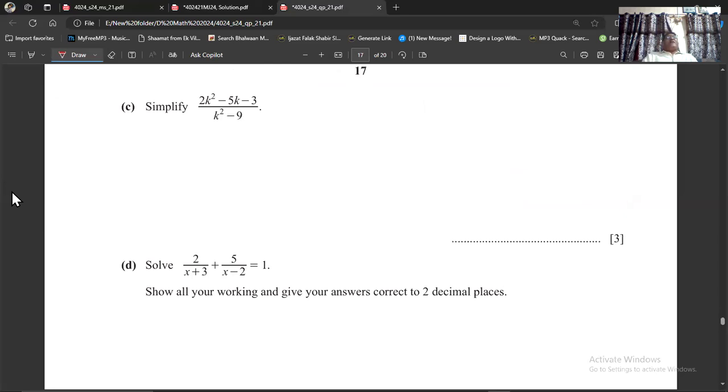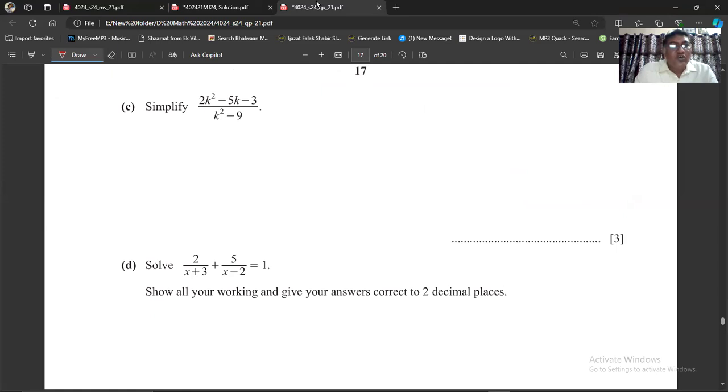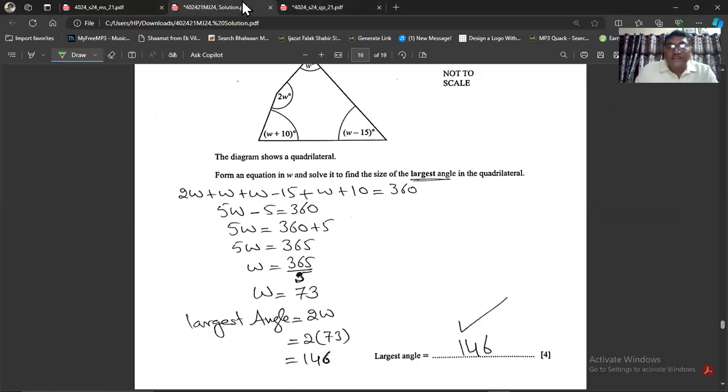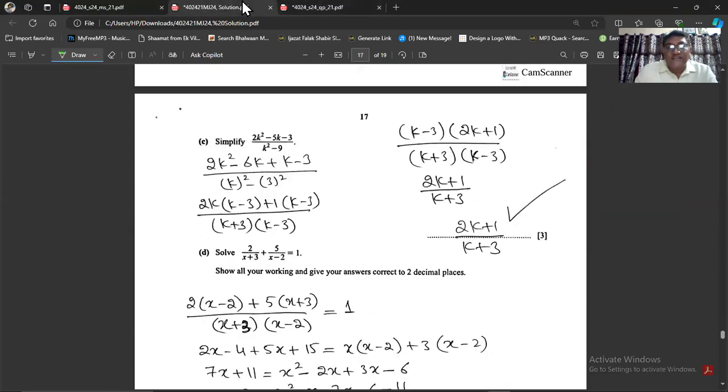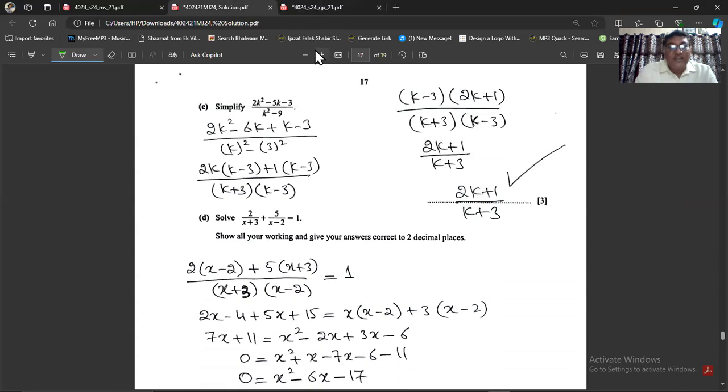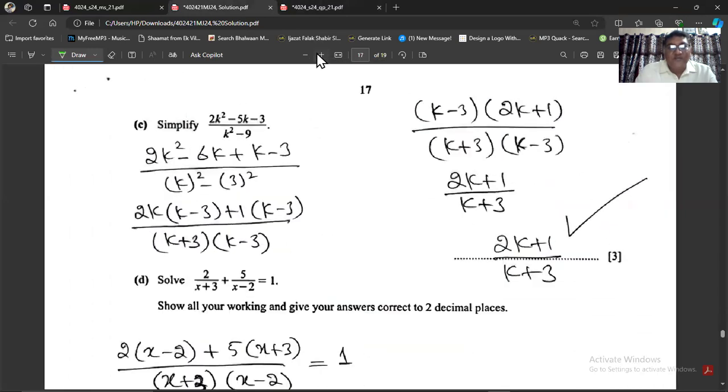He says simplify. We have a fraction. And in that fraction, he says 2k square minus 5k minus 3. This is the numerator. And in the denominator, we have k square minus 9. K square minus 9. So let me show you. I will factorize the numerator. I will also factorize the denominator. So here we go.